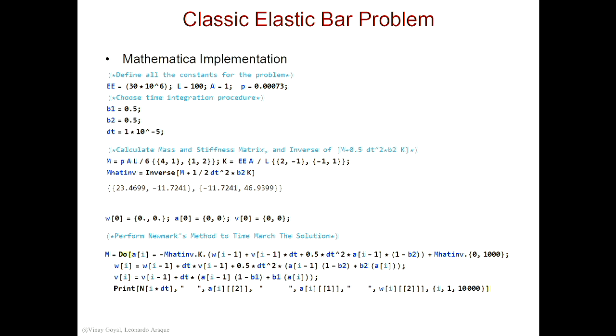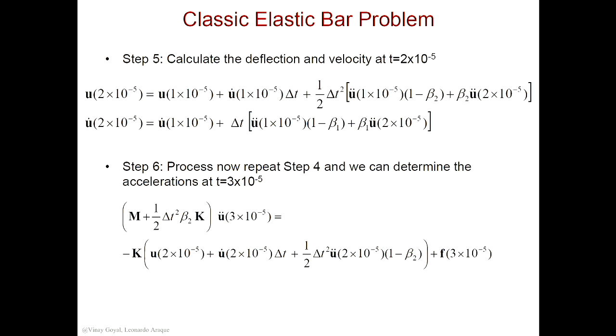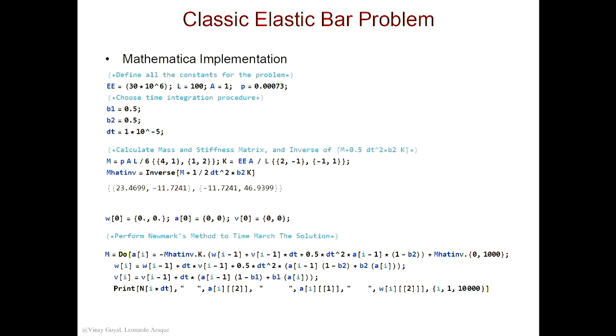Now, I don't know if you remember, but we have to calculate this over and over and over. So I actually did it just once at the beginning: M plus one half beta 1 delta t squared beta 2 times K. I just did it one time, calculated the inverse at once, and called it M hat inverse. I said, okay, the displacements are 0, the acceleration is 0, velocity is 0. We know acceleration is not 0. It was an initial value, but I wanted to show you that I get the same answer if I set the acceleration to 0 for a small time step.